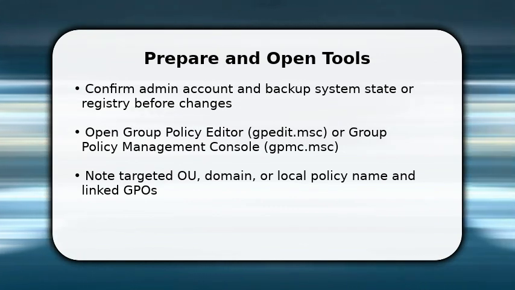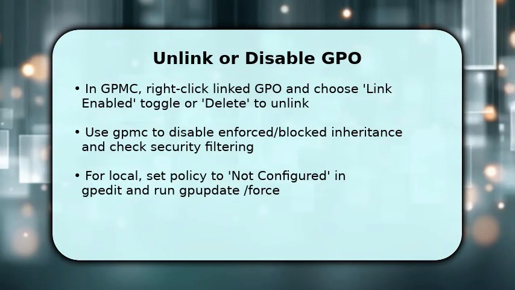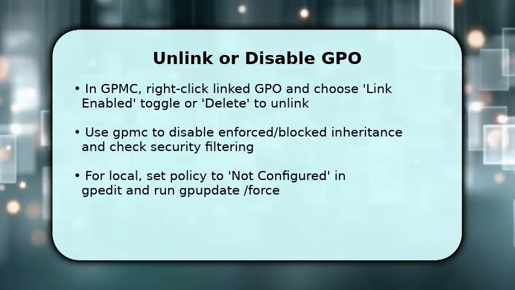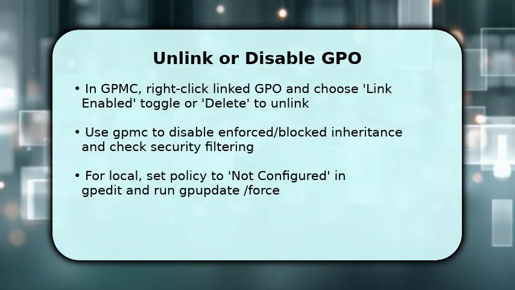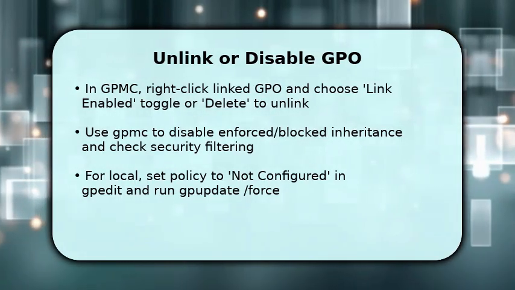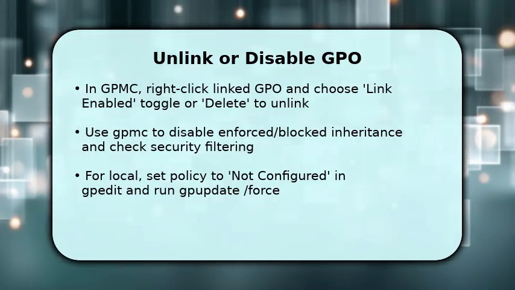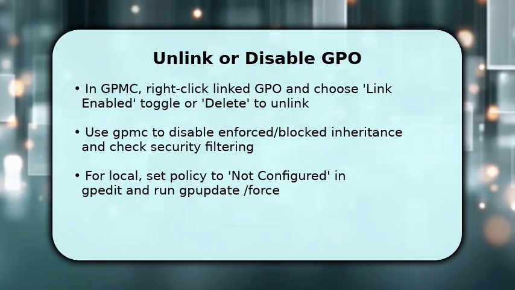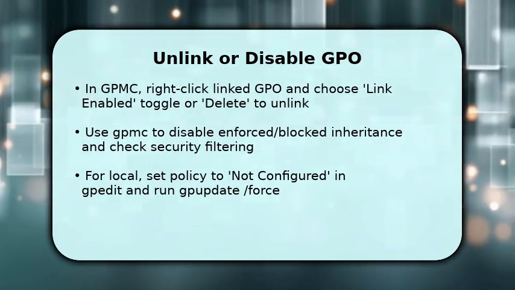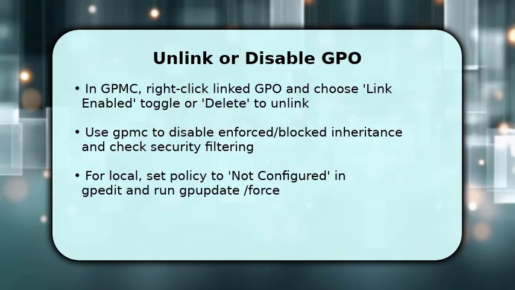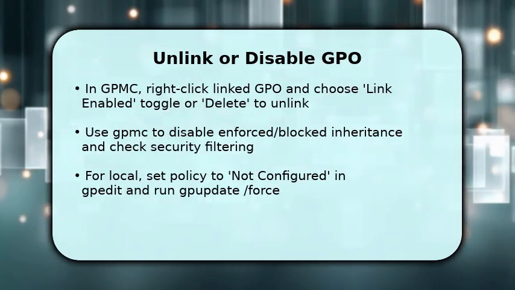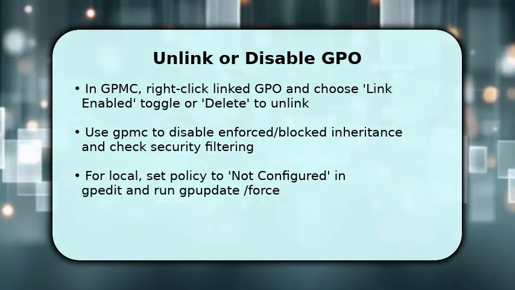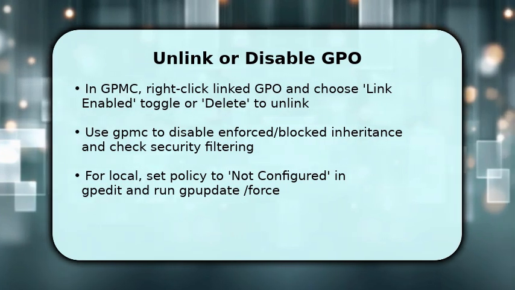You now disable or unlink the offending group policy. In GPMC, locate the link on the OU, right-click and toggle link enabled off, or choose delete to remove the link. This preserves the GPO object. If the GPO was enforced, remove enforcement and review blocked inheritance. Also check security filtering and WMI filters so the policy no longer applies. For local policies, set each setting to not configured and then run gpupdate /force to push the change.